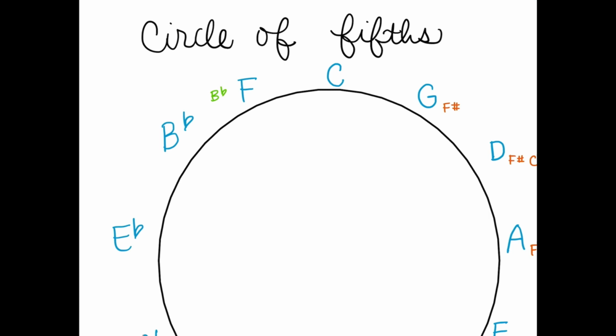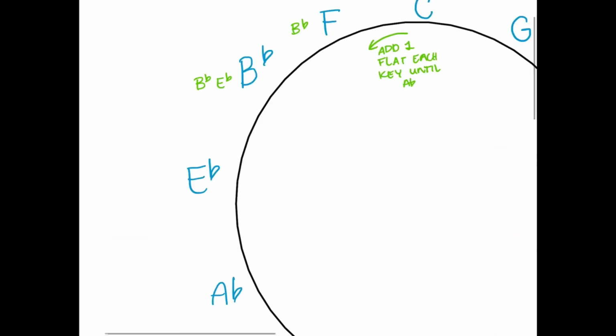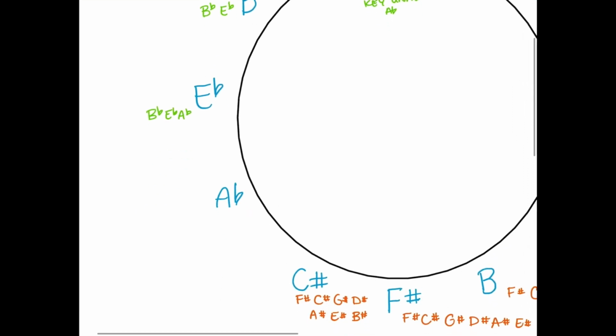Now we're going to add 1 more flat. So now with the key of B flat major, we have B flat and E flat. Moving along to E flat major, we have B flat, E flat, and A flat. And then moving along to A flat, we'll have all 4 flats. So B flat, E flat, A flat, and D flat.